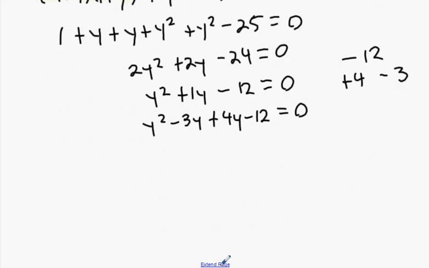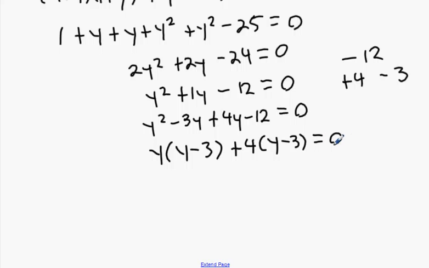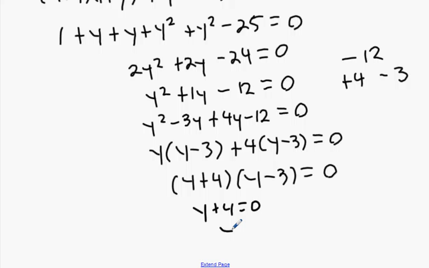What's next? Y. Y bracket, Y minus 3 and plus 4. Then both the brackets will be the same way. After that, equals 0. Answers? Now, have you got full marks?